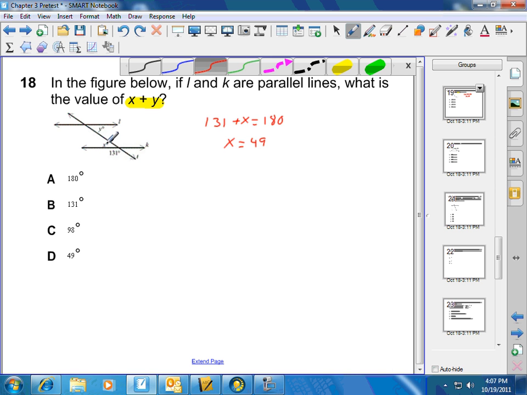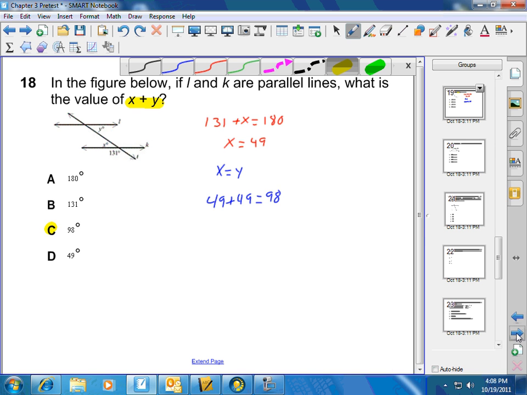So if x is equal to 49, x and y are equal. So x plus y is, we have 49 plus 49, which is equal to, what, 98? Okay, and that would be C.